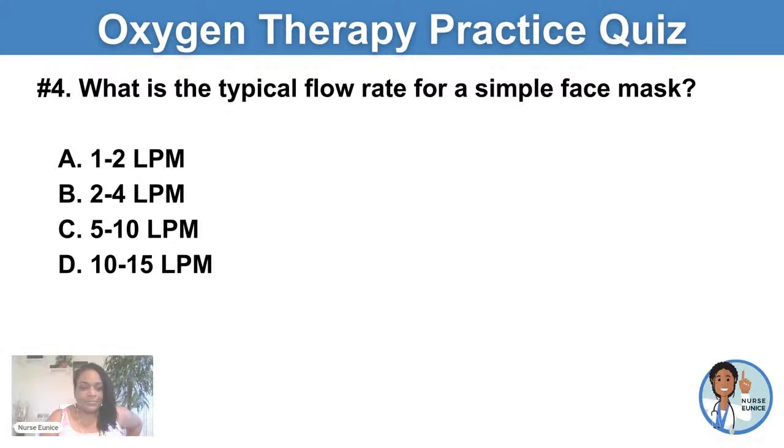Number 4, what is the typical flow rate for a simple face mask? Is it 1 to 2 liters per minute, 2 to 4 liters per minute, 5 to 10 liters per minute, or 10 to 15 liters per minute? What is the flow rate for a simple face mask?